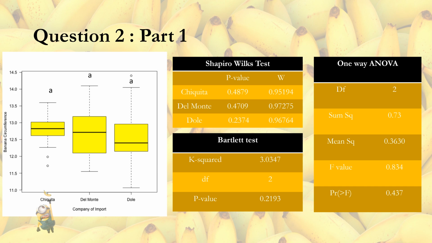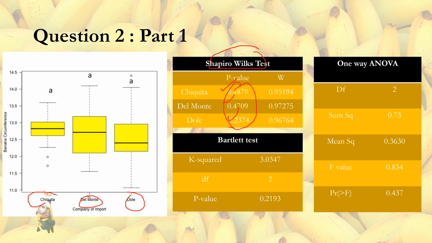So again, in this slide, we have a box plot that describes the relationship in banana circumference between different companies of import of the bananas. So Chiquita, Del Monte, and Dole. To be able to describe the difference or the similarity of means between the variables, we needed to do some statistical tests. First, we needed to do the Shapiro-Wilk test to test for normality of the groups, and from these values that we have here, they're all greater than 0.05, so they're all normal.